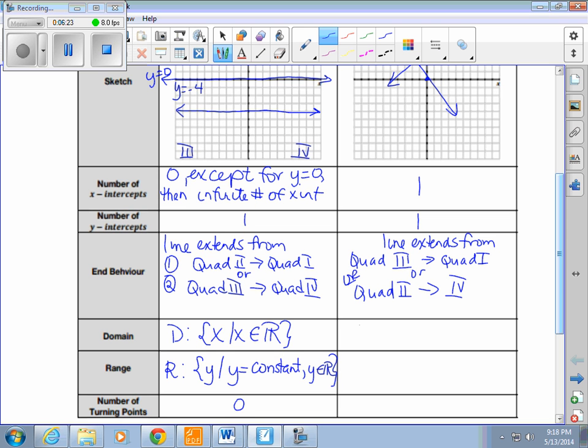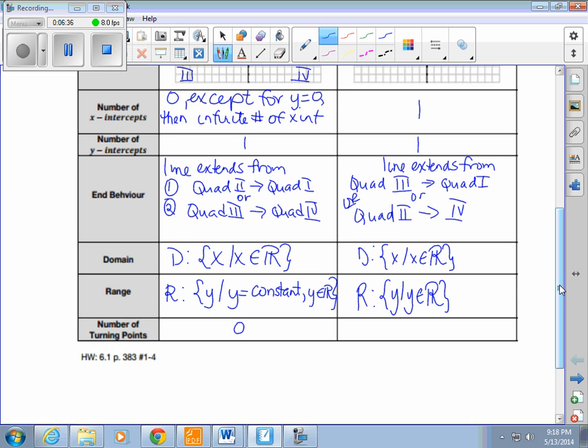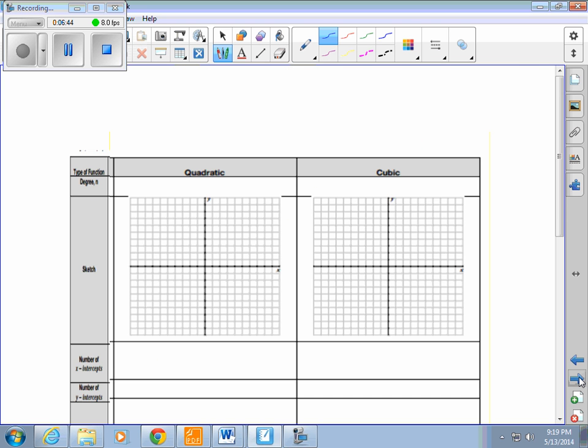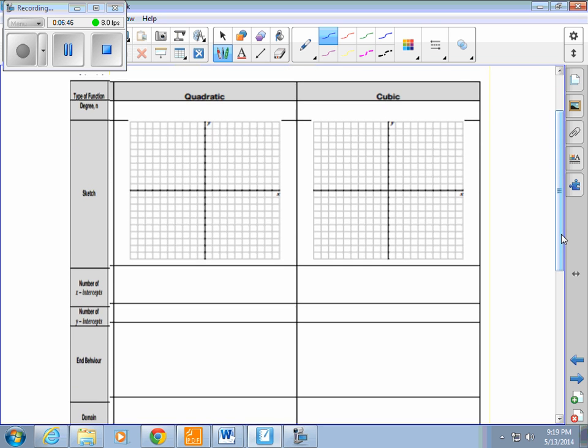Domain for this is all real numbers, as is the range. Number of turning points, again, it's 0. It's a straight line going in one or the other directions. I had to do a little cutting and pasting because this went sideways on my paper, so you'll just have to bear with my paste here.